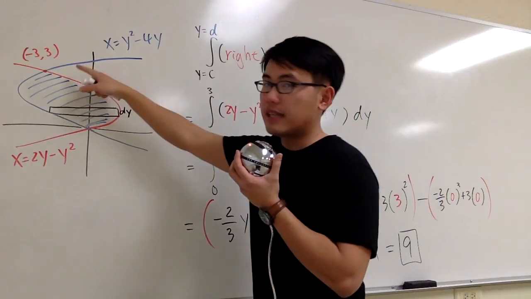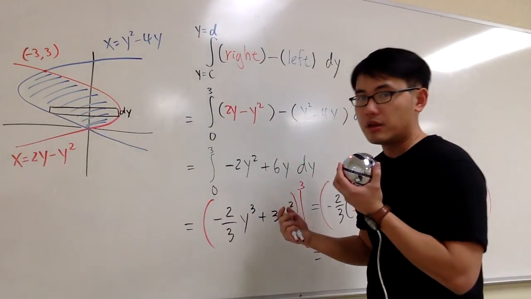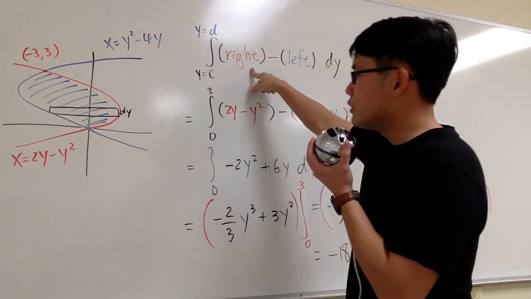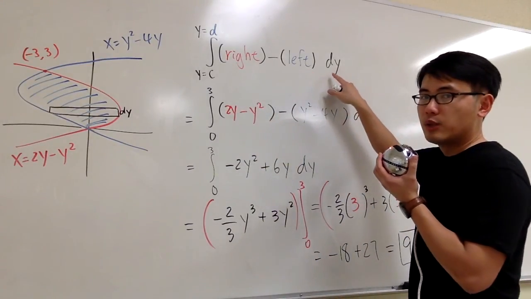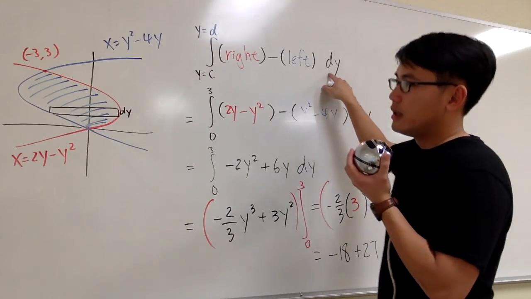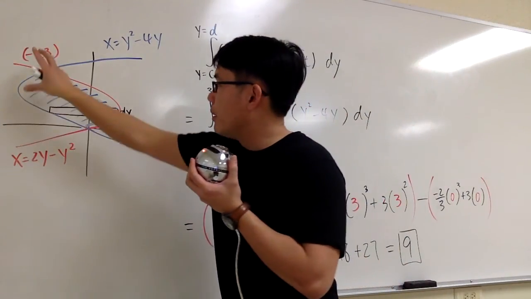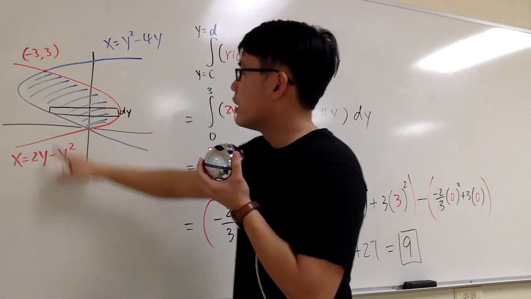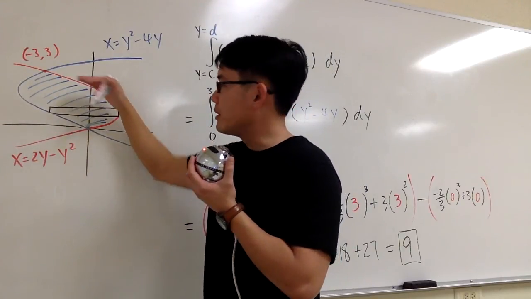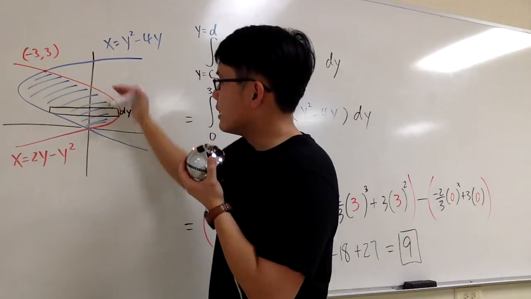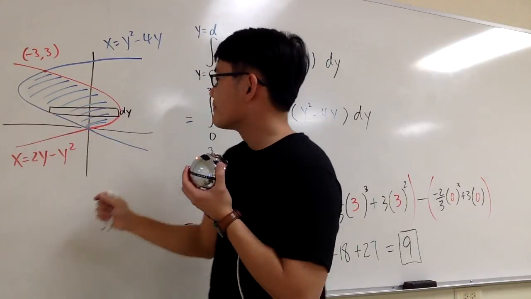So it's going to be the intersections, but we're looking for the y value here. And we'll look at which function is on the right minus which function is on the left, and then we're doing this with respect to dy. So, as you can see, based on the graph that we have already, the curve in red is exactly on the right, and the blue is on the left, right?